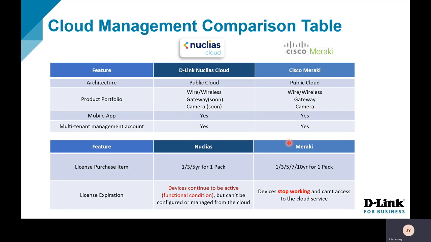So comparing them, both are public clouds, and come with the AP and the switch. Our gateway and camera will be coming this year or maybe in the next few years. Then, of course, we have the mobile apps. We have multi-tenancy for local admins to manage their own devices. As for the license, we have 1 year, 3 years, and 5 years. One of the main differences is that once the license is up, our device will still be able to carry on working. This is very important. Compared to Meraki, once the license is up, everything will stop and be unusable.